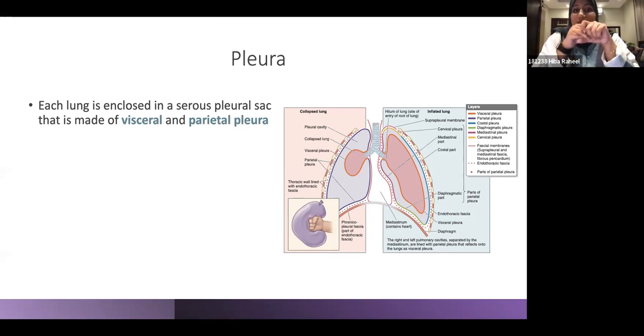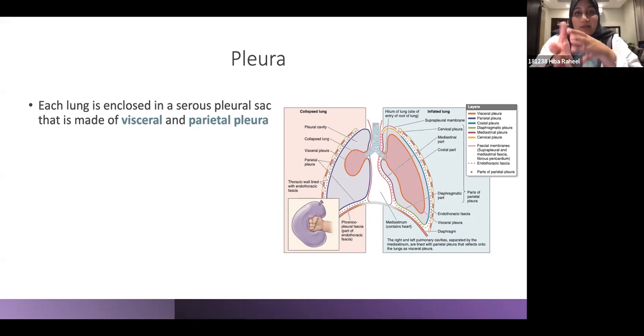So basically, what is pleura? Pleura is just the space, okay? Just like the thorax is a space, the thoracic region is a space. Pleura is inside the thoracic region. It's a space which contains the lungs, all right? And within the pleura, you have the mediastinum, which contains the heart.